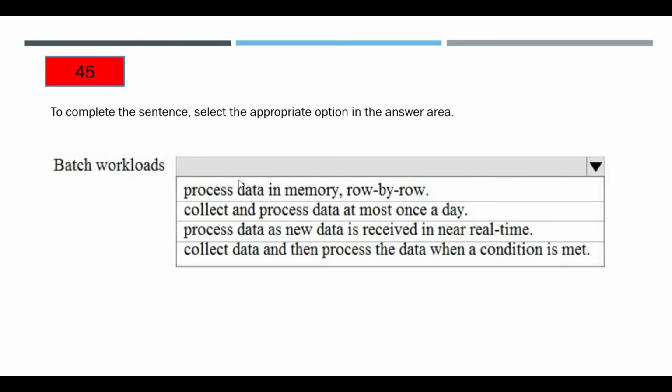Now the first option, process data in memory row by row. Processing data in memory is an example of cluster based processing, something which Databricks or HD Insights on a big data cluster does, and that is not precisely a property of batch workloads. So this is our answer and we'll lock our answer. Let's move to the next question.